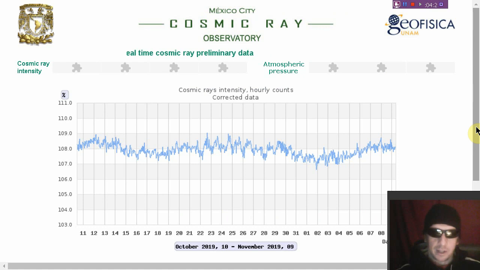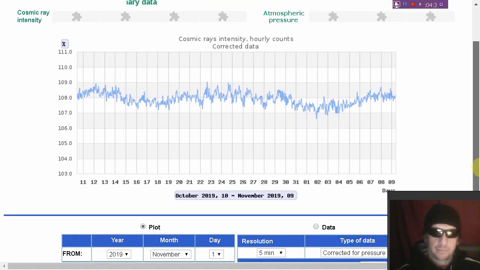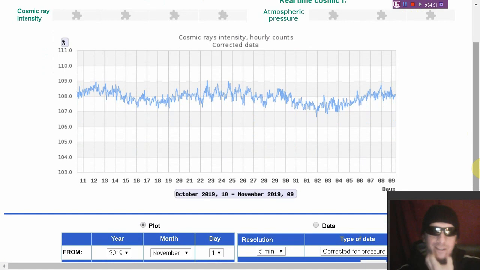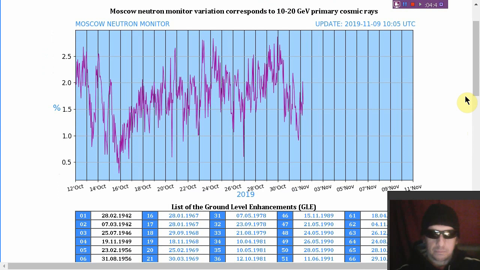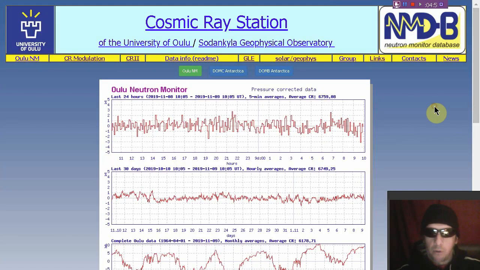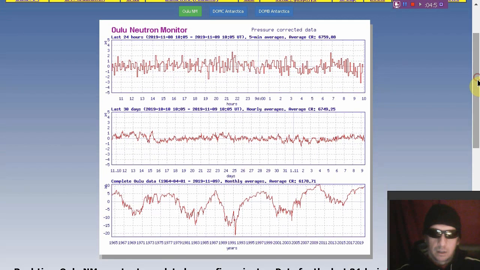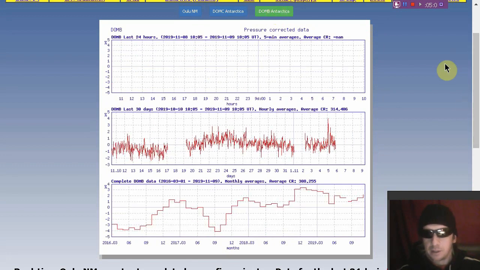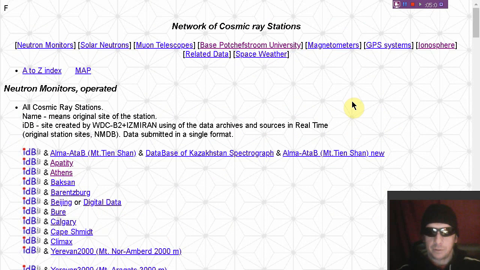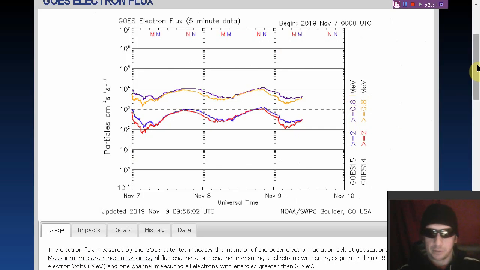And here's the last 30 days at Mexico City's Cosmic Ray Observatory. And this is one of the observatories where you can look at older data. Here's Moscow. And they've been failing to return data here for about a week. And finally, the Oulu neutron monitor. Here's DOMC Antarctica. And there is DOMB Antarctica. We have left links to the Network of Cosmic Ray Stations site below the video in the description.